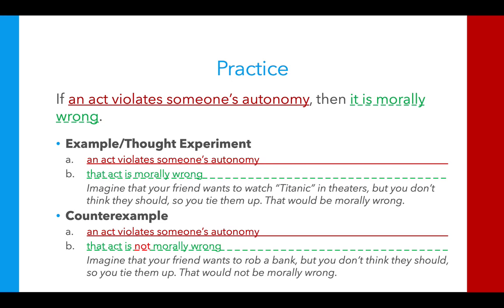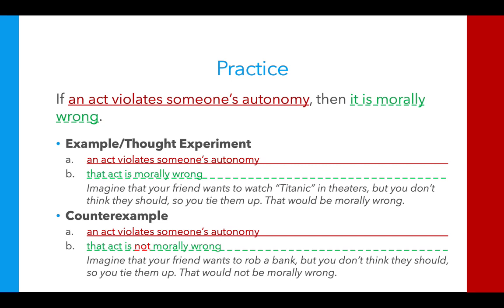But here, clearly we can add in some details. We can fiddle with the example if we want to. But I think you want to make sure you've given enough details that gives the reader the sense that you want them to have, which is that this act would not be wrong, to violate their autonomy. So when you tie them up in this case, it seems like that would actually be fine to do. If they're trying to rob a bank, maybe you get to tie them up.